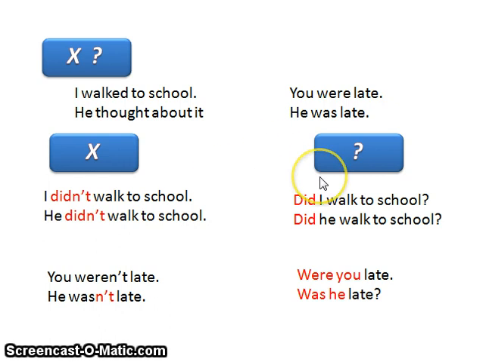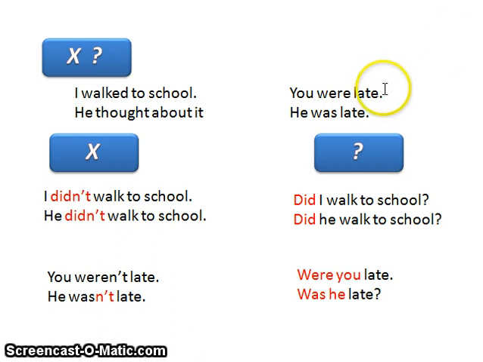For the question forms, I use the verb did and the inversion. So did I walk to school? Did he walk to school? It works exactly the same with the verb thought. I didn't think about it. He didn't think about it. Did I think about it? Did he think about it?